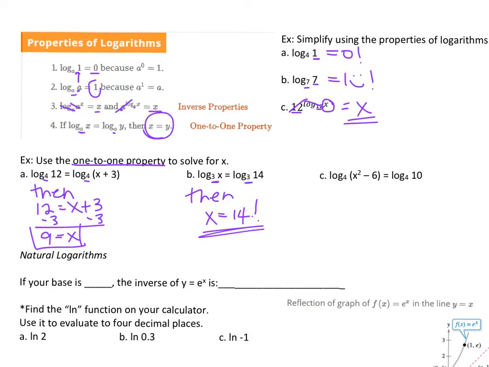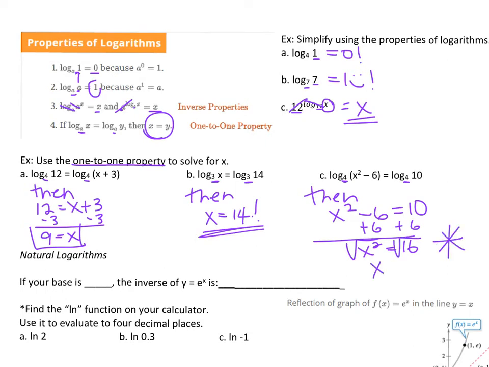For this last one, log base 4 of x squared minus 6 is equal to log base 4 of 10. Once again, since the bases match, the logarithm term essentially goes away, and we can solve the quadratic. X squared minus 6 is equal to 10. No fear, if we move 6 over, we isolate our x squared term, and we get 16. To take the square root of 16, I'm going to put a big star right here. Remember this, everybody: we have to put plus or minus out in front, and 16 is a perfect square. That equals 4. So there are two possible solutions for x for this final answer.